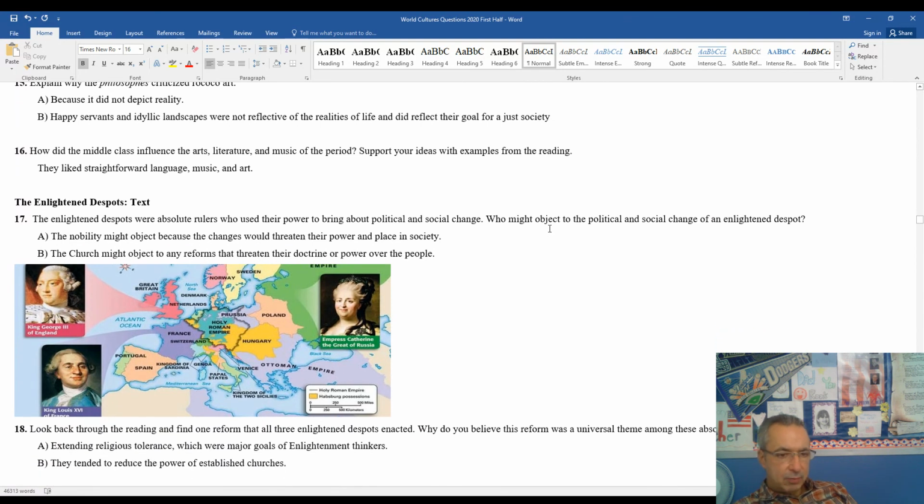(17) The enlightened despots were absolute rulers who used their power to bring about political and social change. Who might object to the political and social change of an enlightened despot? The nobility might object because the changes would threaten their power and place in society. The church might object to any reforms that threaten their doctrine or power over the people. Here are some examples of the enlightened despots of the time. You had King George III of England, Louis XVI of France, and Catherine the Great of Russia.